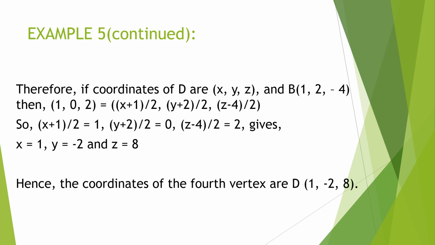Now suppose the coordinates of D are x, y, z. We have the coordinates of B as (1, 2, -4). We also have (1, 0, 2). So (1, 0, 2) is equal to ((x + 1)/2, (y + 2)/2, (z - 4)/2). Now simplifying this, we get x equal to 1, y equal to -2 and z equal to 8. So the coordinates of the fourth vertex D are (1, -2, 8).